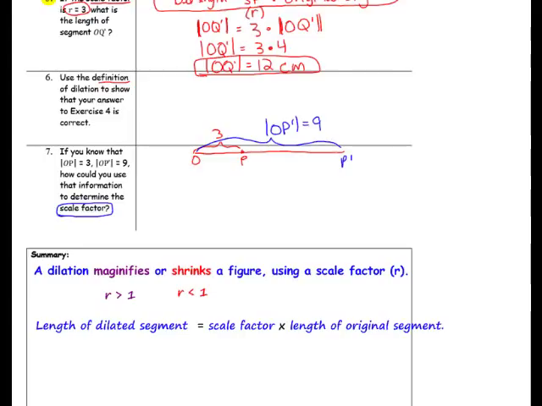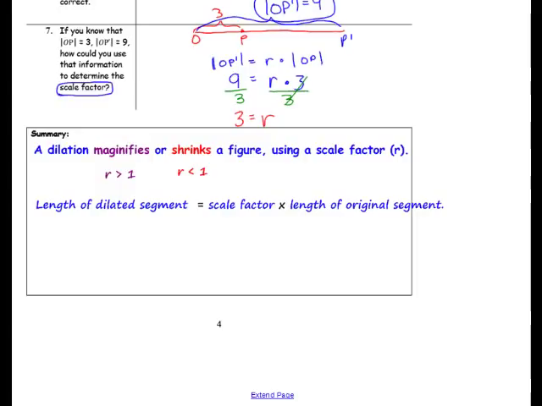Well, let's use our equation. We know that the dilated length, which is OP prime, is equal to the scale factor times the length of OP. And we know that OP prime is equal to 9. And we know that the length of OP is equal to 3. And then you would just need to solve that equation. To solve that equation, you would divide by the length of the original segment. And that would give you an answer of 3, and that is your scale factor.